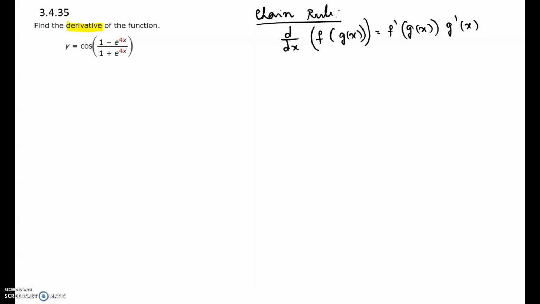Here, we will use the chain rule. d by dx of f of g of x equals f prime of g of x times g prime of x. So the first part is the outer derivative. The second part, g prime of x, is the inner derivative.